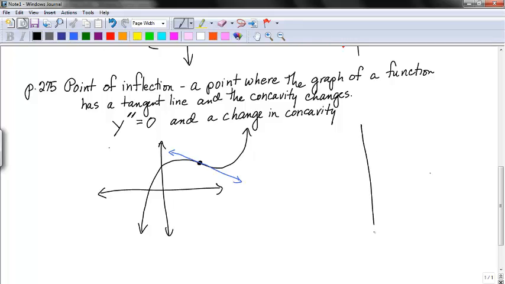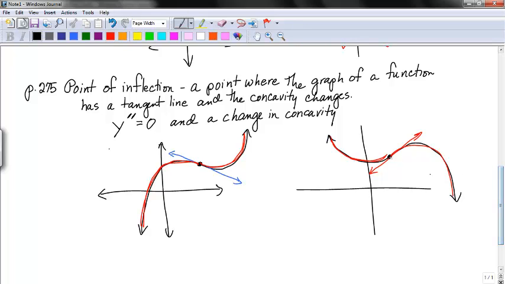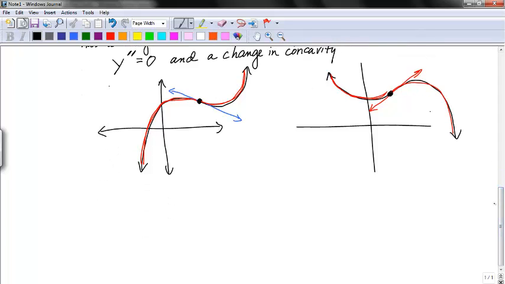Another example for a point of inflection, you might have one that looks like this. Notice it changes concavity, and the point of inflection would be about right here. The tangent line would be about like that. This one changes from concave down to concave up. This one changes from concave up to concave down. So these x values and y values, the ordered pairs, would be points of inflection.